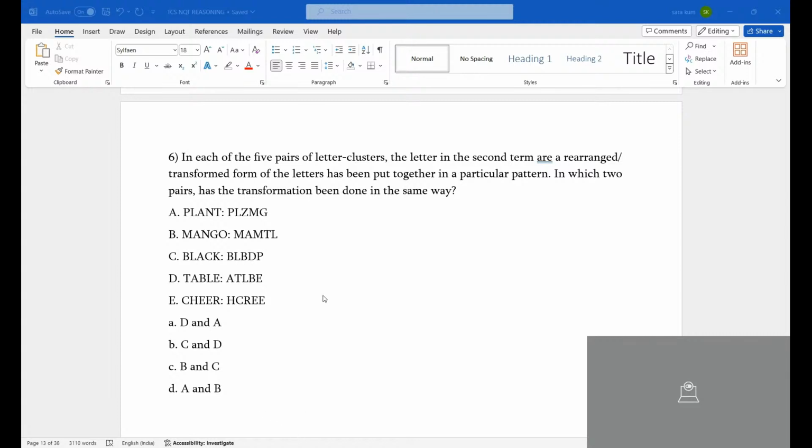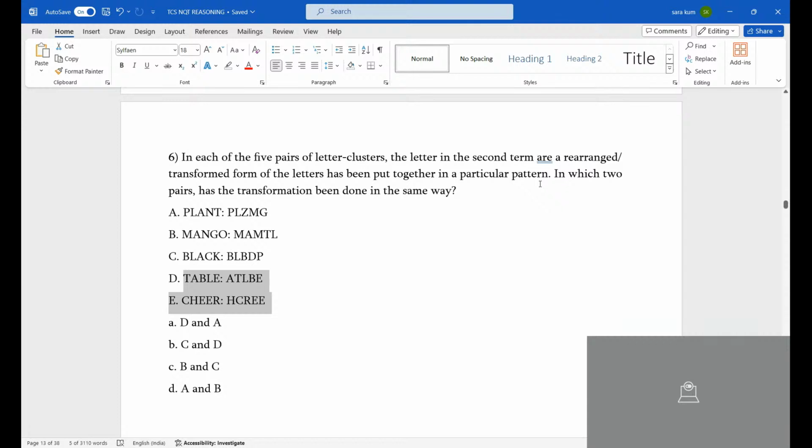So what this question tells us is, in each of the five pairs of letter clusters. When they say five pairs of letter clusters, they are talking about this. These are the five pairs of letters. This is one pair. Pair means two, right? Because you have two here. So each of these five pairs: this, this, this, this. In each of the five pairs of letter clusters, the letters in the second term are a rearranged or transformed form of the letters, put together in a particular pattern.